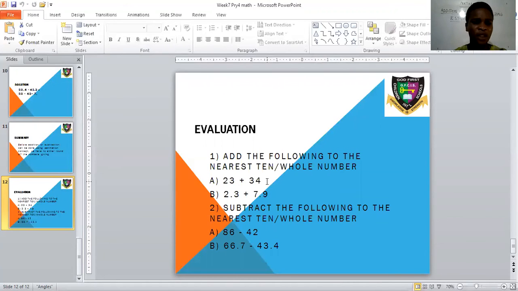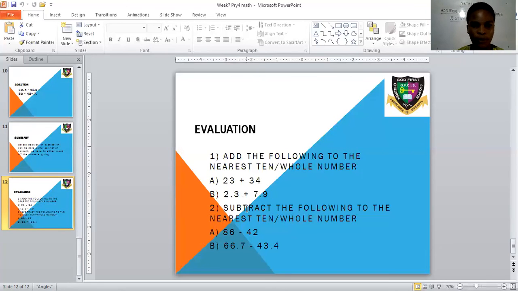You have to convert each of the whole numbers to the nearest 10. That is, you round off 73 to the nearest 10, and you round off 34 to the nearest 10 before you then add them together. The second one is saying 2.3 plus 7.9. What you do here is to first round off 2.3 to the nearest whole number, and then you round off 7.9 to the nearest whole number before you then add the two figures together.